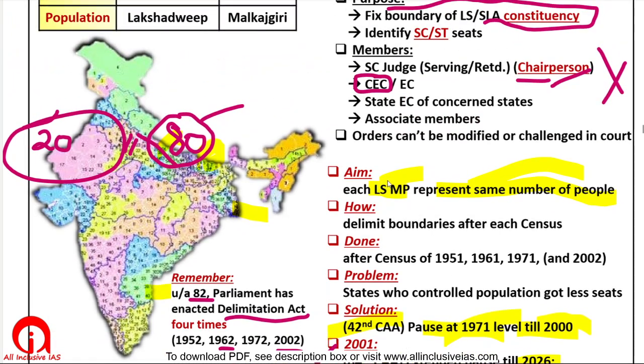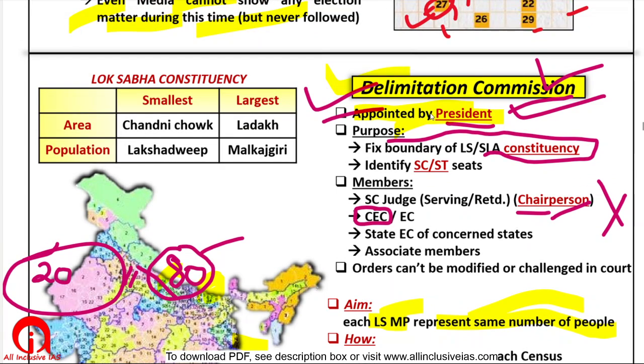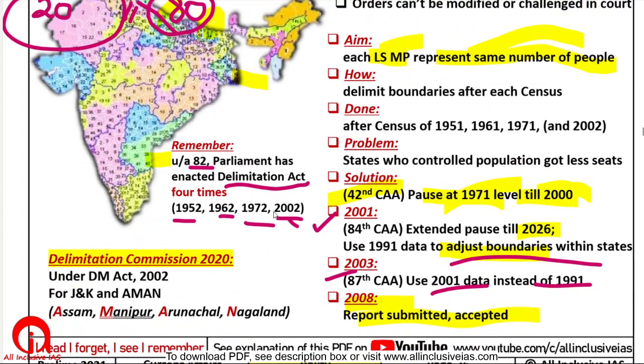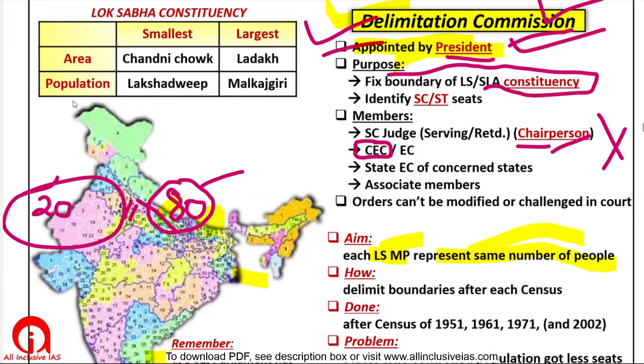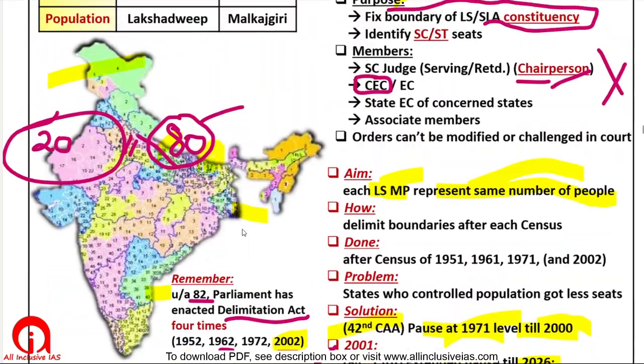Therefore, now the President of India has again constituted a new Delimitation Commission under which act? Under the 2002 Act. Why? To delimit the boundaries of Jammu Kashmir and Aman states. Aman states are Assam, Manipur, Arunachal, Nagaland. Because due to security reasons, the delimitation exercise could not be done in Aman states earlier, and J&K was reorganized recently. What you have to remember is that in Aman states, M stands for Manipur. M is not Meghalaya.